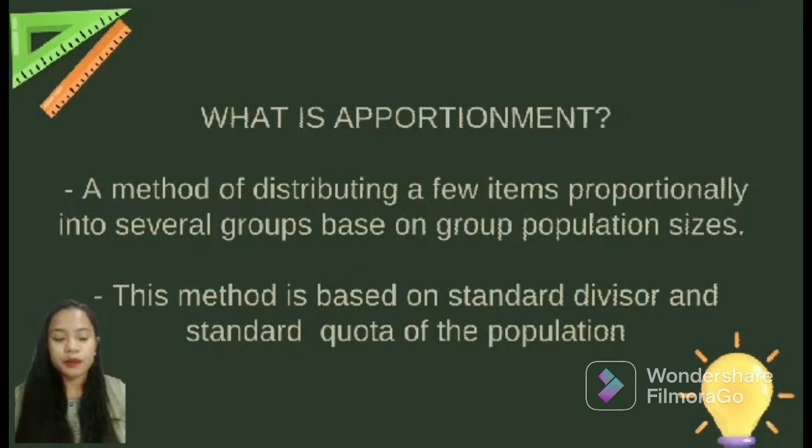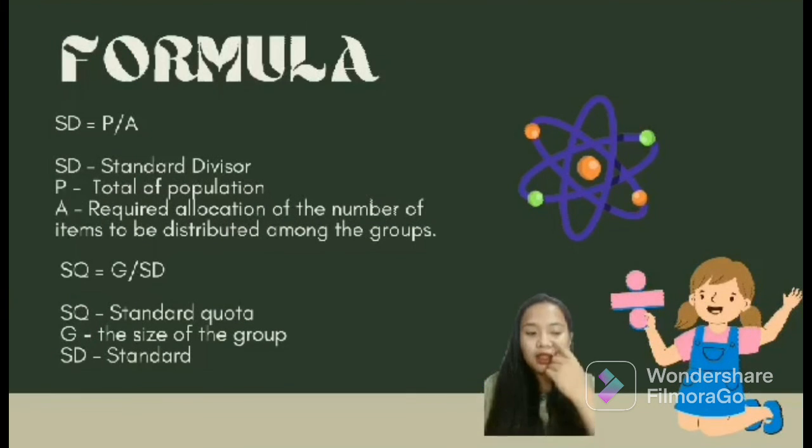What is apportionment? Apportionment is a method of distributing a fixed number of items proportionally into several groups based on the groups' population sizes. This method is based on the standard divisor and standard quota of the population. These are the formulas of Hamilton's method. SD is equal to P over A. SD stands for standard divisor, P stands for total population, and A stands for the required allocation, the number of items to be distributed among the groups.